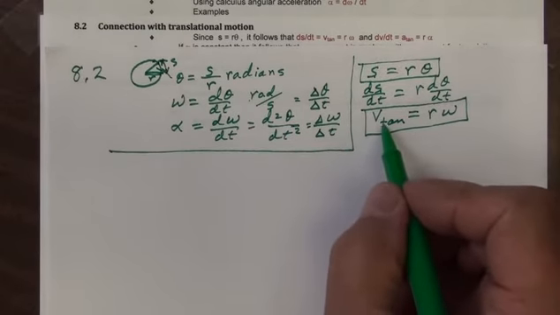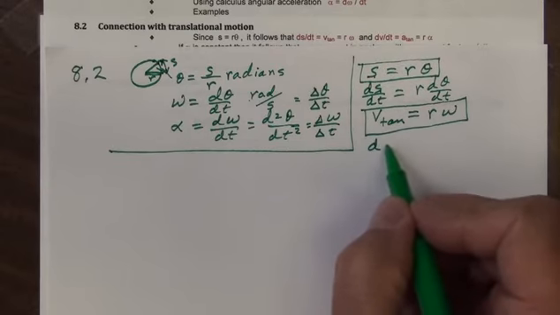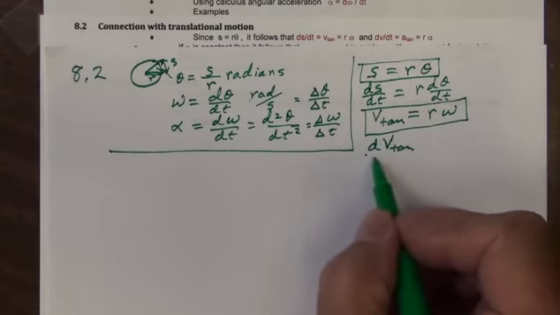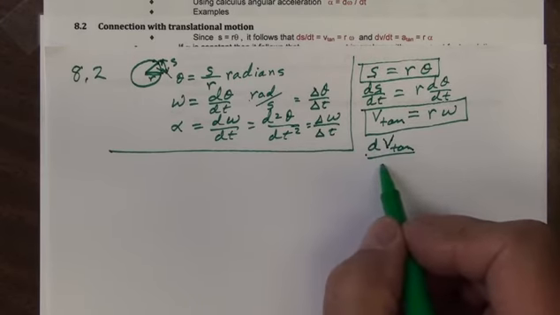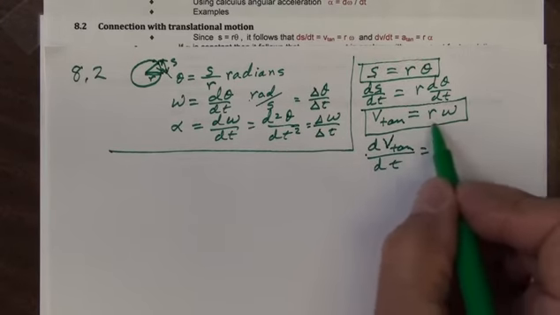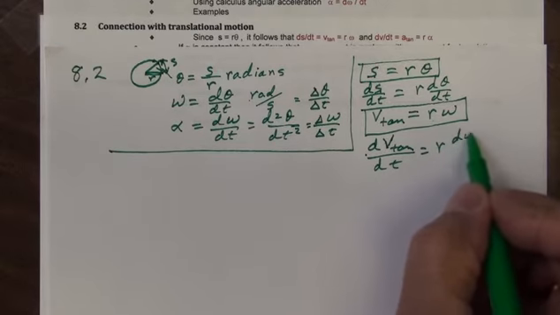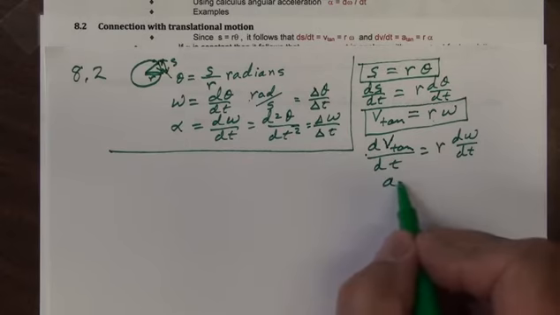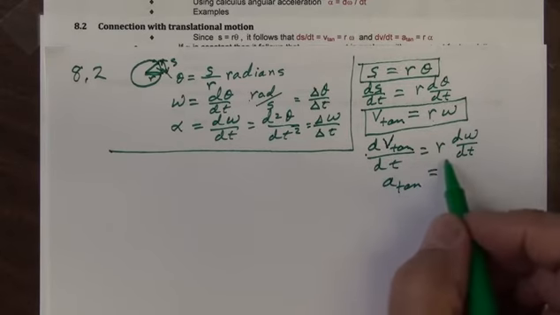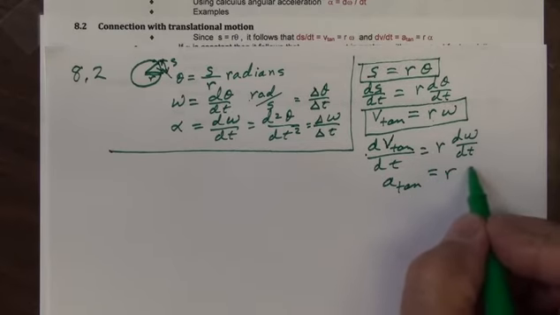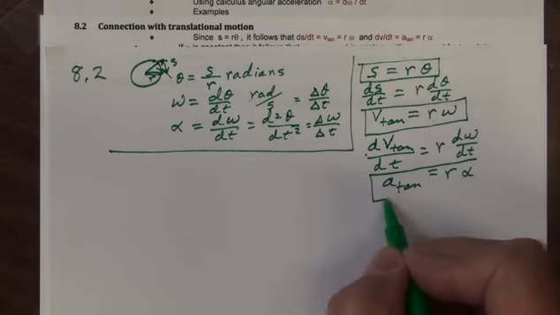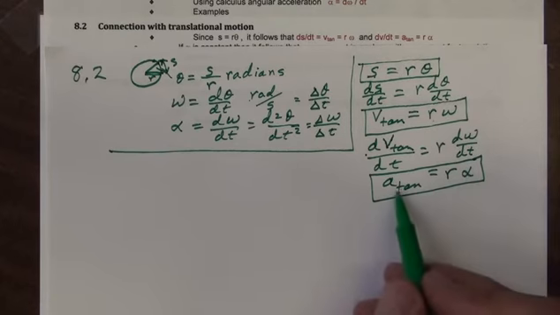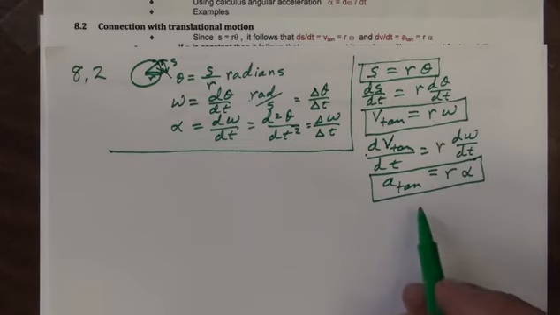Now, if we take the derivative of this, then we look at the change in the tangential velocity. If the tangential velocity gets larger or smaller with respect to time, it would be R times d omega dt, or equivalently, A tangential is going to be equal to R times alpha. And now we have related angular acceleration to the tangential acceleration over here.